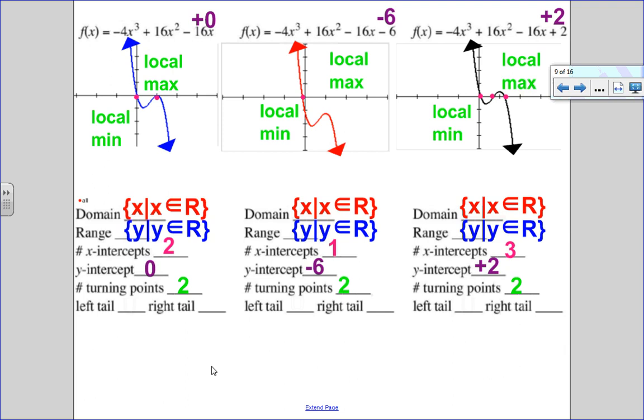Okay, let's talk about end behavior. So the end behavior for this one here, left tail up, right tail down, because I have a negative leading coefficient. Actually, they're all negative leading coefficients, and if you look at that, they all have the same end behavior.